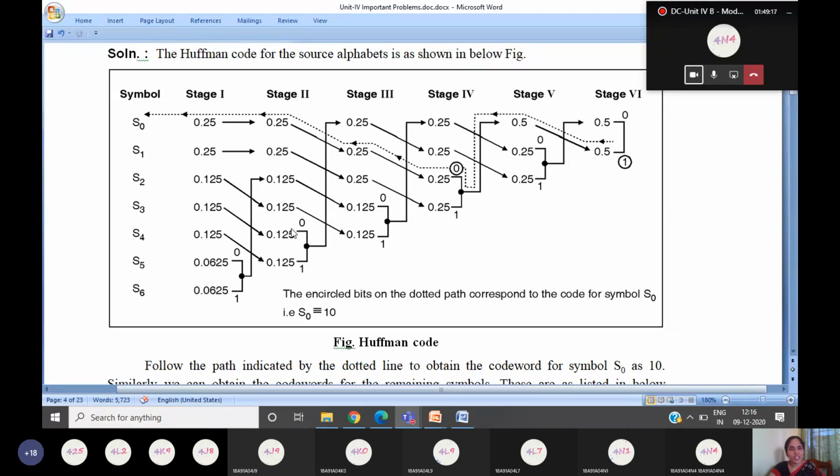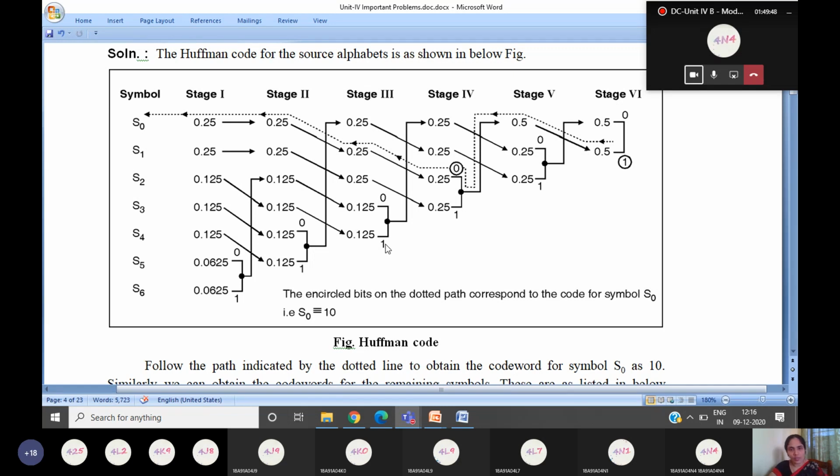Next, once again, in stage 2, combine the last two terms, and the newly added value will be 0.25. So it is placed in the highest or top position if you have similar terms. If we have no similar terms and the value is the highest, no matter, we can directly take the highest position. Even with the same values, this newly added term will go to the top position.